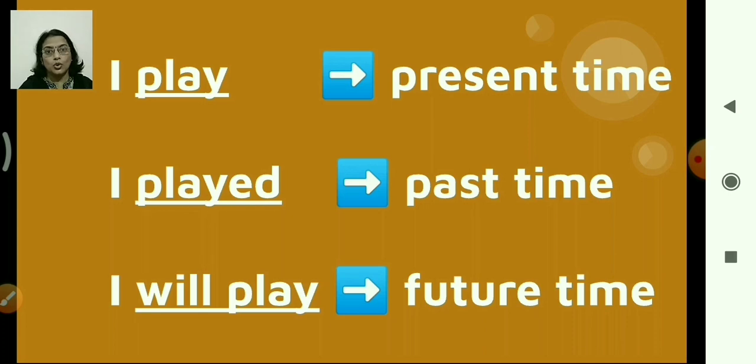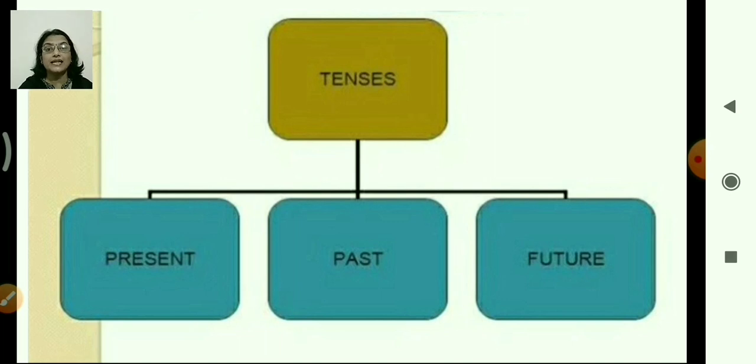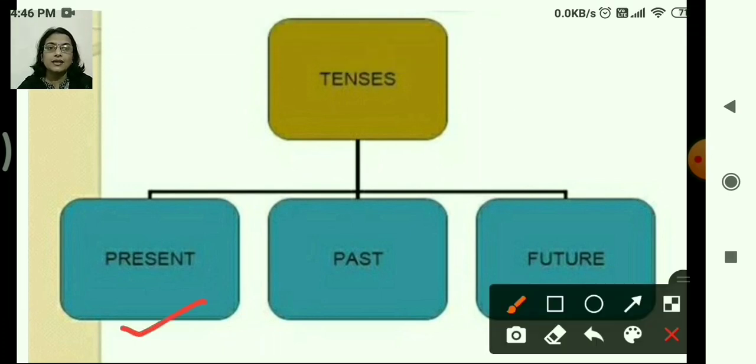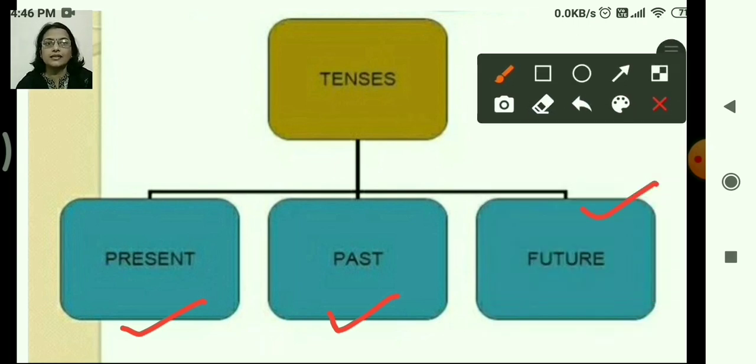Isn't it? So, in short, we can say the tense of a verb tells us the time of an action. The time can be present time, past time, or the future time. So considering this, we have 3 tenses. Which are they? First is the present tense, past tense, and the future tense.